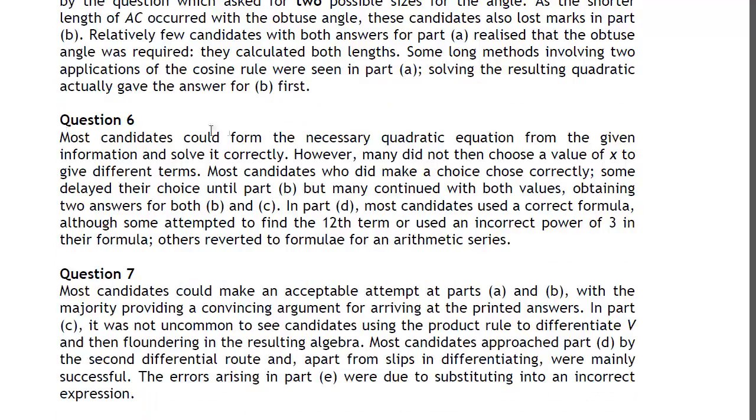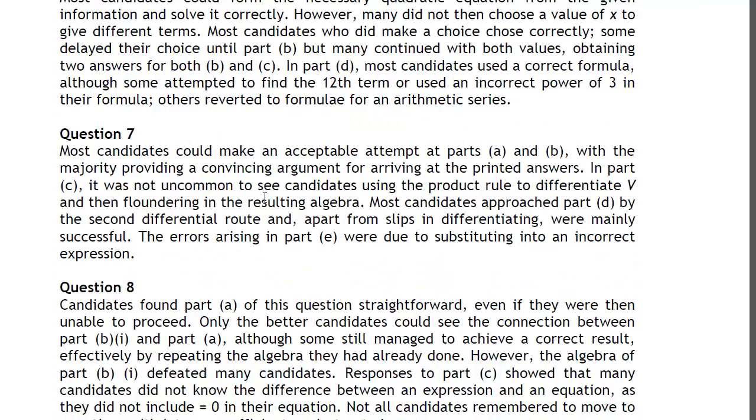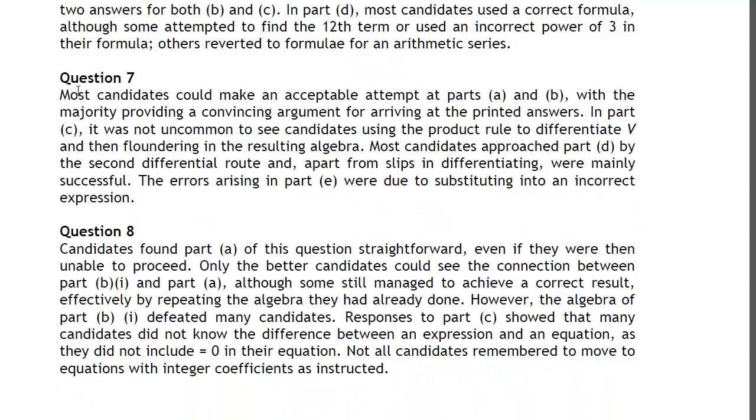Question number 6. Most candidates could form the necessary quadratic equation from the given information to solve it correctly. So everything is fine. In part D, most candidates use the correct formula, so this was not a big deal. Question number 7. Most candidates could make an acceptable attempt in part A and B, with the majority providing a convincing argument for arriving at the printed answer.